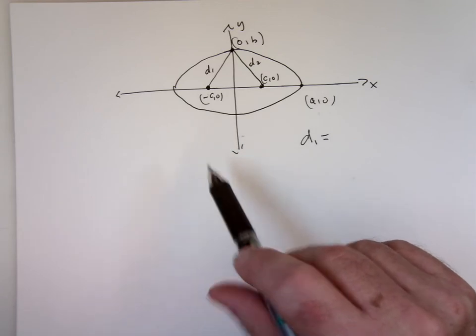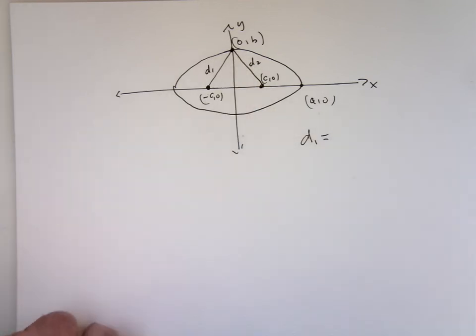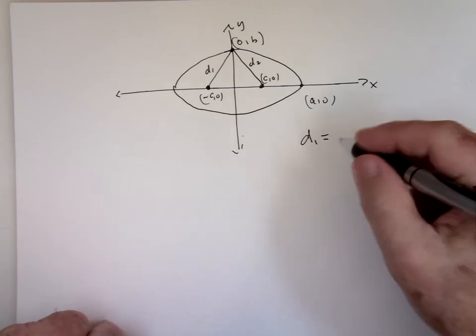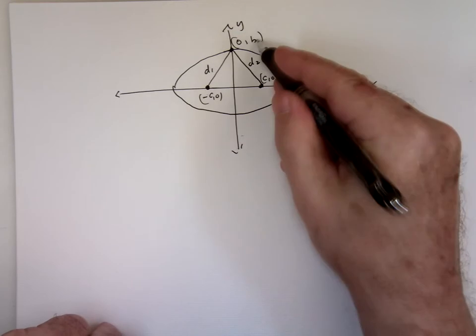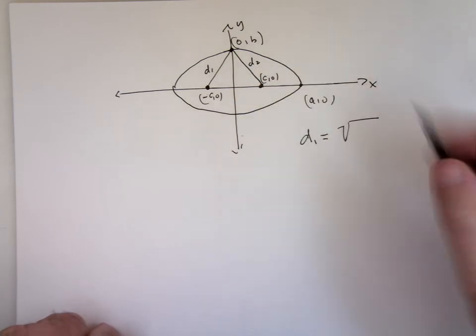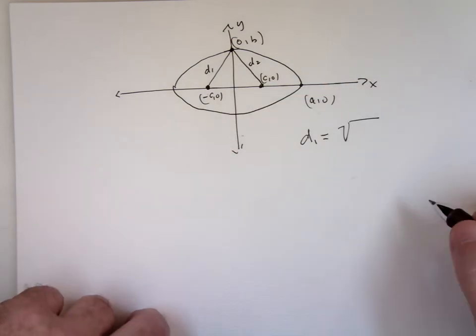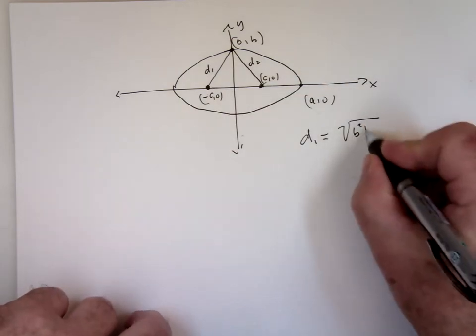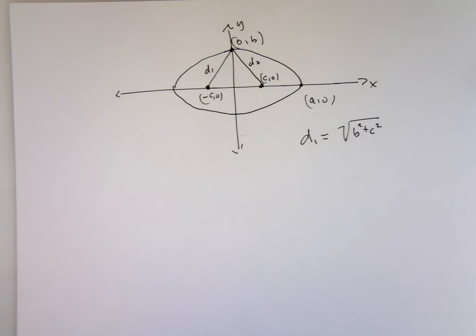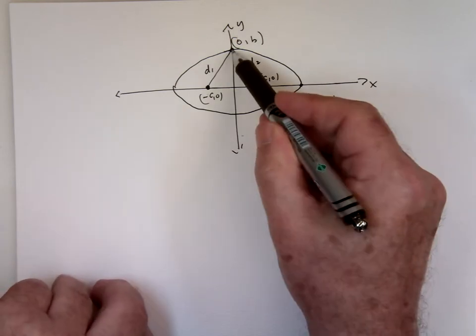Square root of C squared plus B squared. Let's do it. Square root of change in x, 0 minus a negative c, or c squared, and b minus 0, which is b squared. So it's the square root of b squared plus c squared. It's the distance between these two points. That's what D1 is.